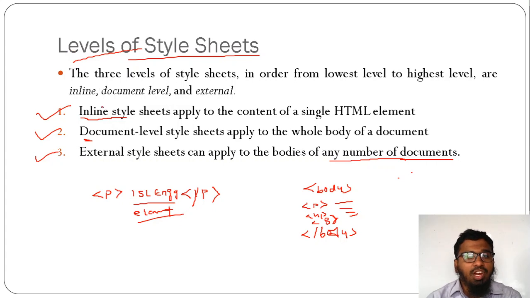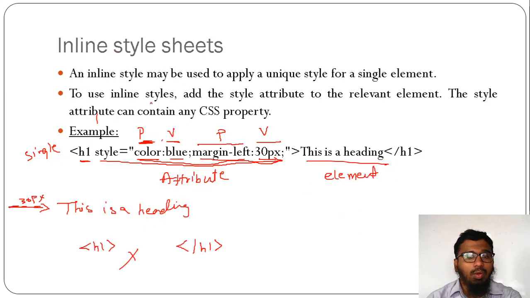Like we have the 3 levels of style sheet. First thing, style sheet is used to decorate the HTML code to give it a good appearance. And there are 3 levels: inline style, document level style, and external style. In the inline style, it is for a single line of code. It will apply the style.